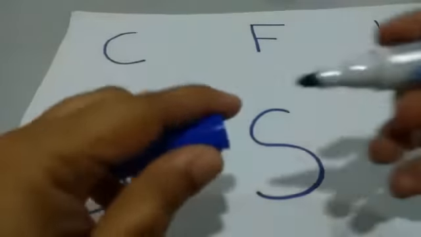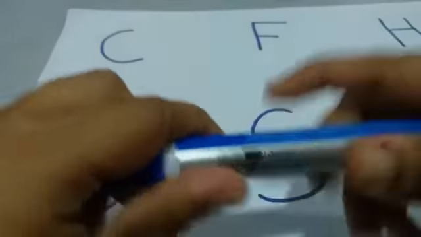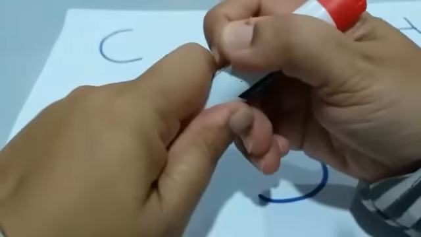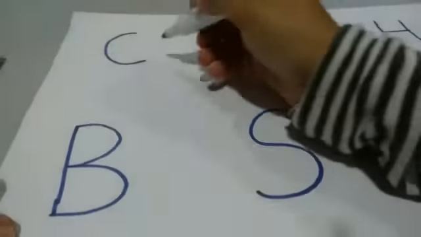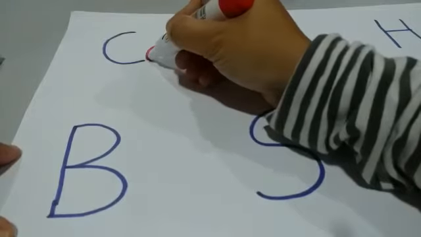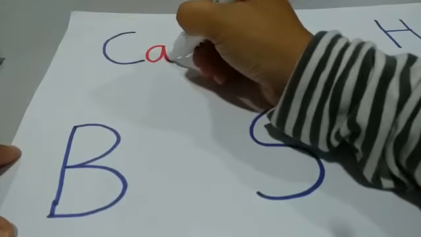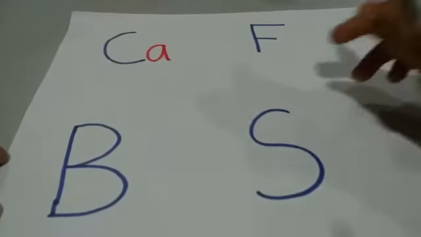Okay. So I'm going to add another letter to the letters. Okay? So to C, what's the sound of C? K. Okay? So if I put A next to C, what do you say? Cat. Okay?